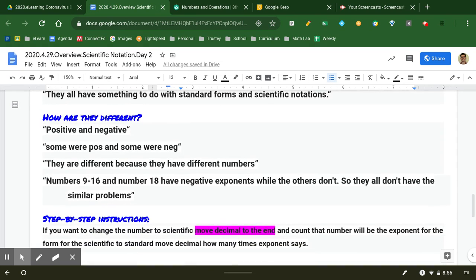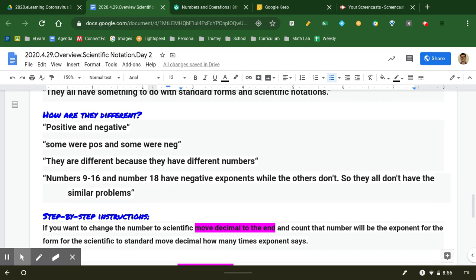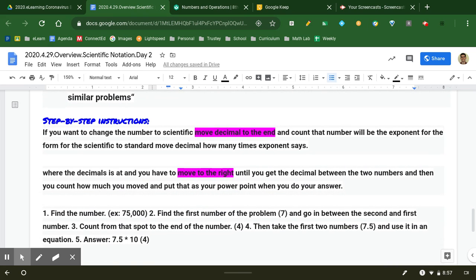How are the problems different? Some have positive and negative. I think what that person might have meant was positive and negative exponents. A number of people wrote difference between positives and negatives. Meanwhile, different because they have different numbers, a good place to start. And numbers 9 through 16 have negative exponents while others don't. I really like that person being a little more clear with what the positives and negatives meant.